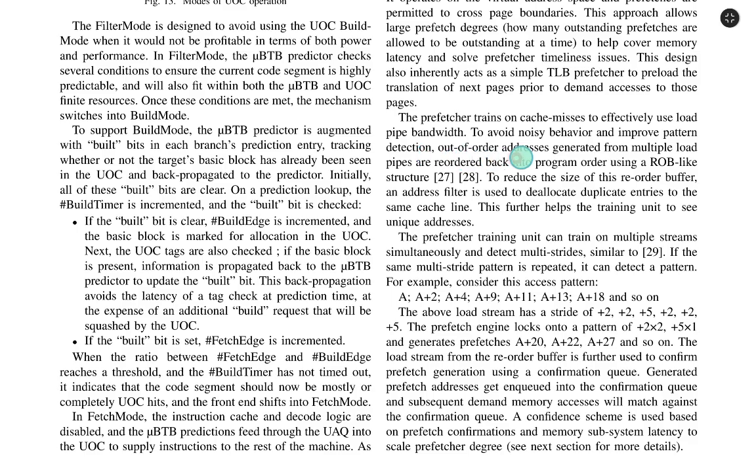Out-of-order addresses generated from the multiple load pipes are reordered back into program order using a ROB-like structure. To reduce the size of this reorder buffer, an address filter is used to deallocate duplicate entries to the same cache line. This further helps the training unit to see unique addresses.